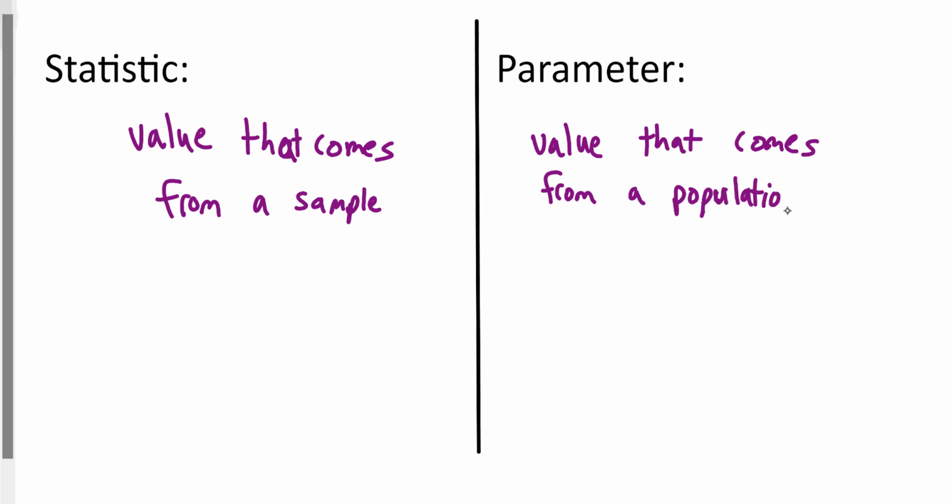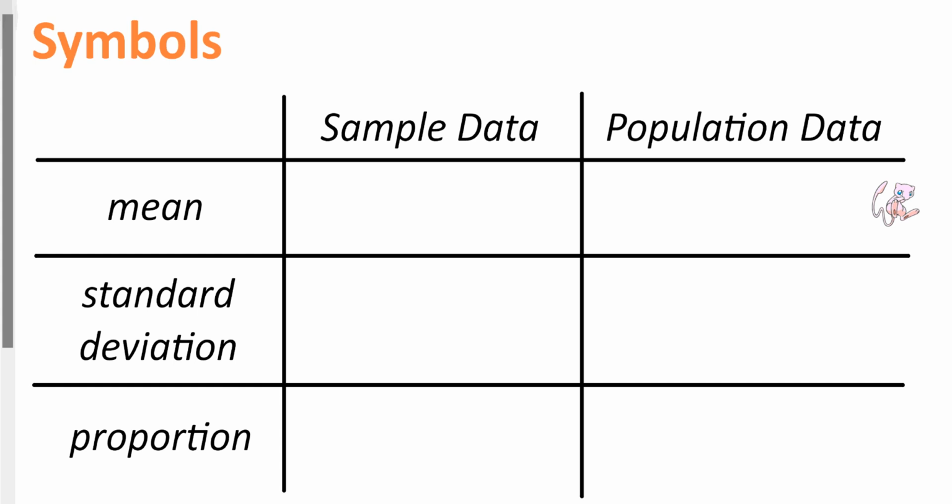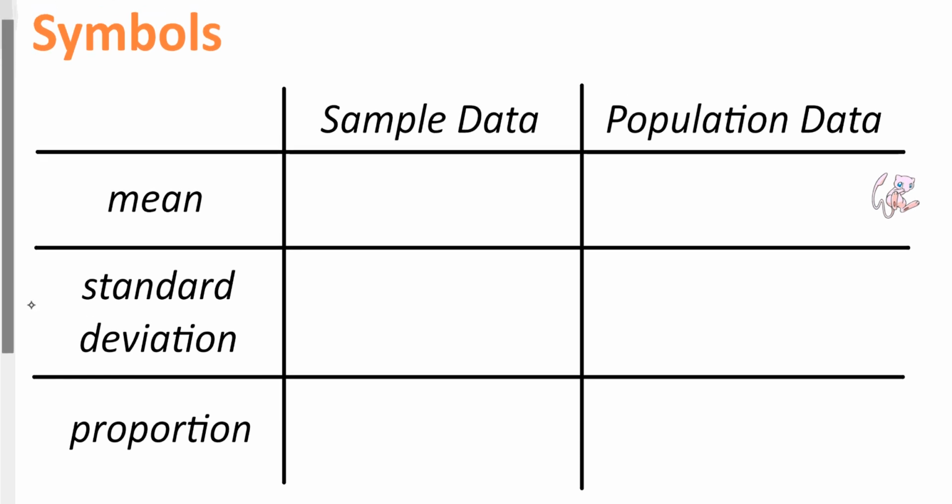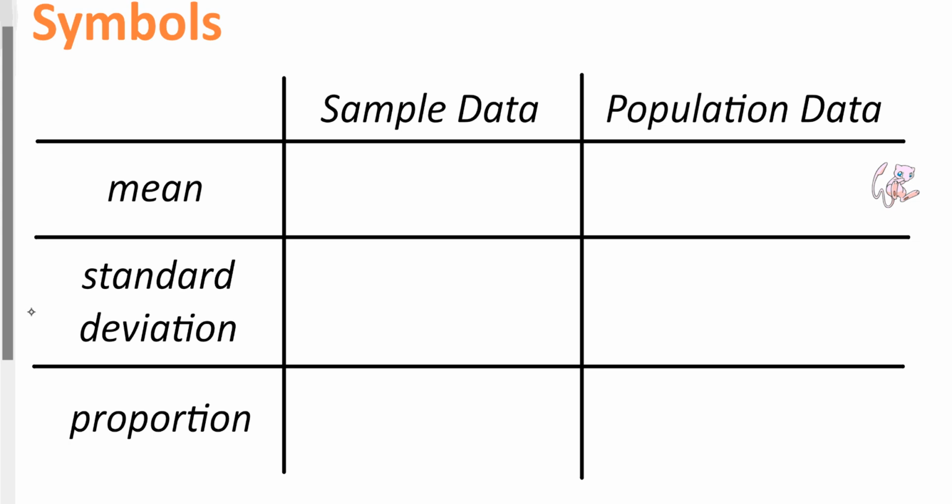There we go. Now, the way I remember it is statistic starts with an S, sample starts with an S. Parameter starts with a P, population starts with a P. So you'll start to get used to that. But when we're dealing with sample data, and again, that's from a sample, it's a statistic, there are different symbols versus if we were dealing with population data.